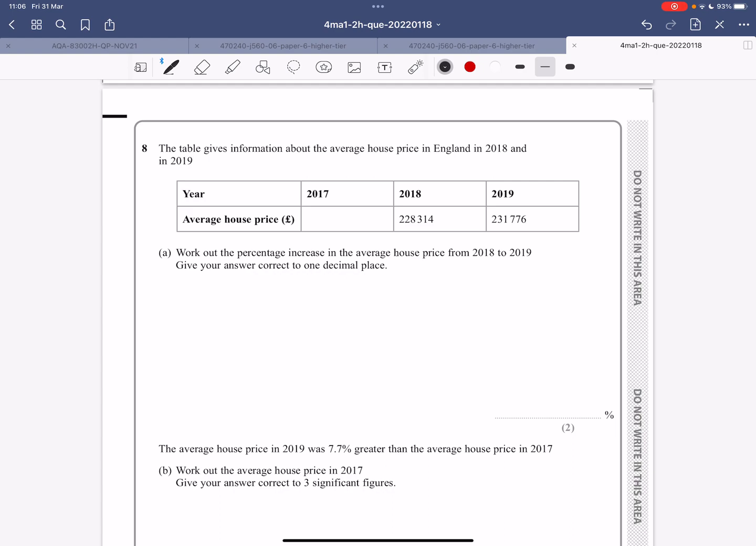So what we can do there, the percentage increase, the way that I would do it, work out the actual increase. So it's 231,776 minus 228,314, all divided by the one that it goes from, so it's this one in the bottom, 228,314, because it's the percentage as you go from one to the next. So it's that amount of increase given that was your baseline from 2018. Definitely reaching for my calculator now.